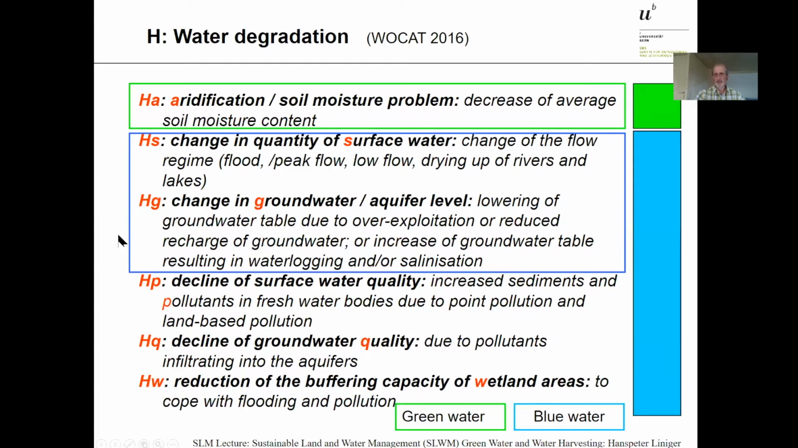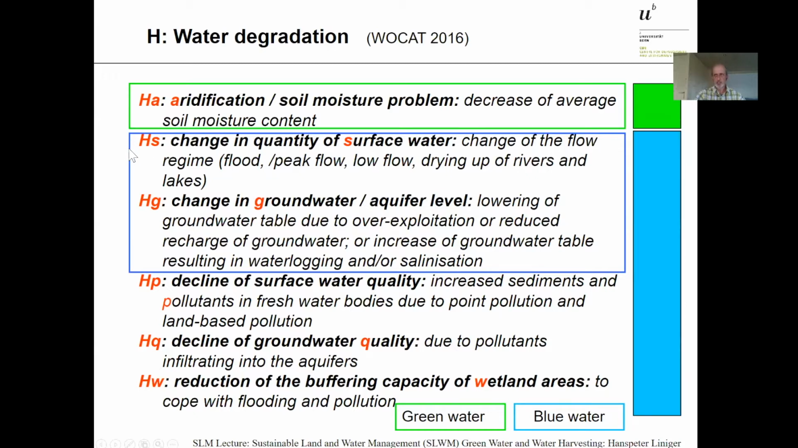We have here 6 types of water degradation. The first one is aridification, a soil moisture problem. Decrease of average soil moisture content. What does that mean? If we have a certain situation and we know so and so much water would be in the soil, and then we realize we're losing more and more soil water, that's the part. A bit difficult to understand. I'm going to explain this further.